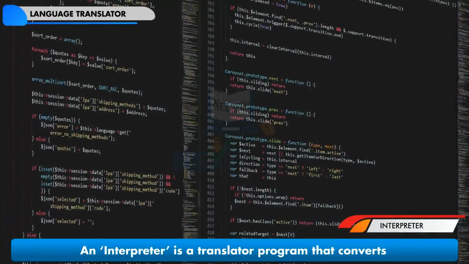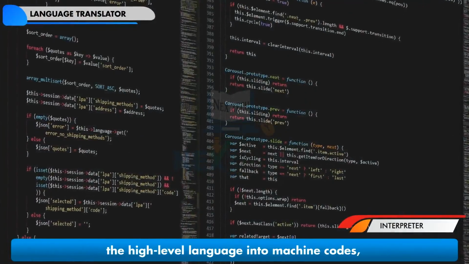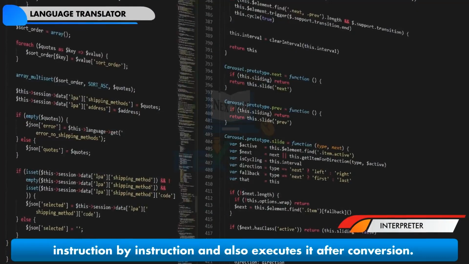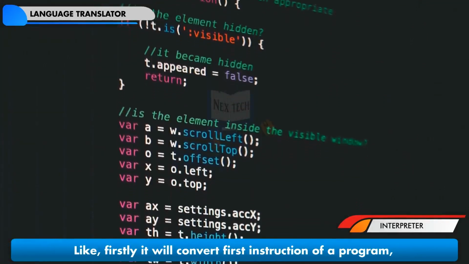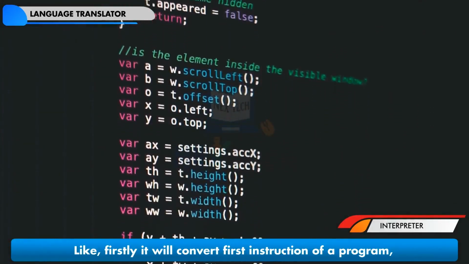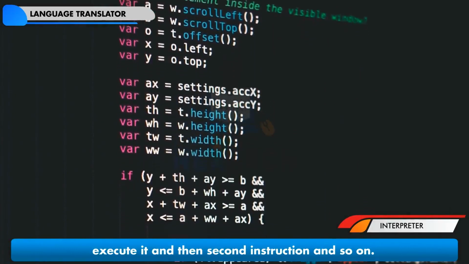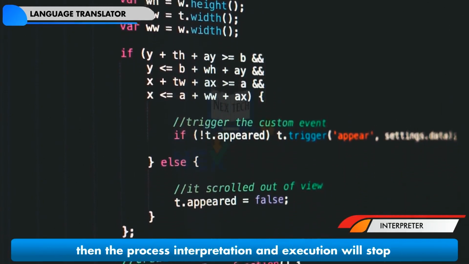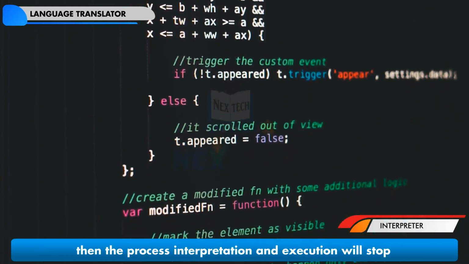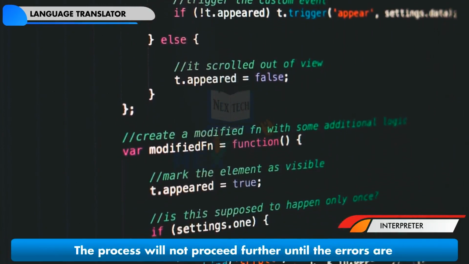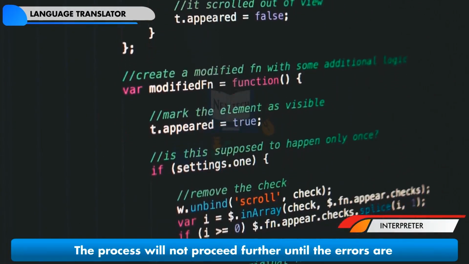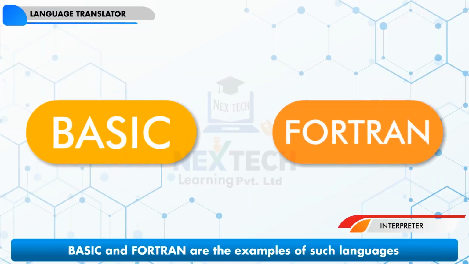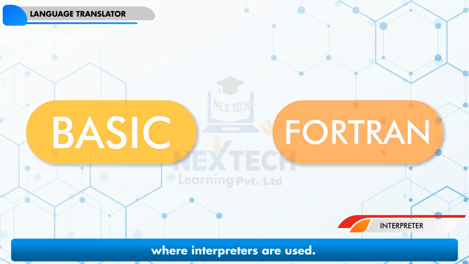Interpreter. An interpreter is a translator program that converts the high-level language into machine codes, instruction by instruction, and also executes it after conversion. Like firstly, it will convert the first instruction of a program, execute it, and then the second instruction and so on. If there is any error in any of the instructions, then the process of interpretation and execution will stop and will prompt for the error. The process will not proceed further until the errors are rectified by the programmer. BASIC and Fortran are the examples of such languages where interpreters are used.